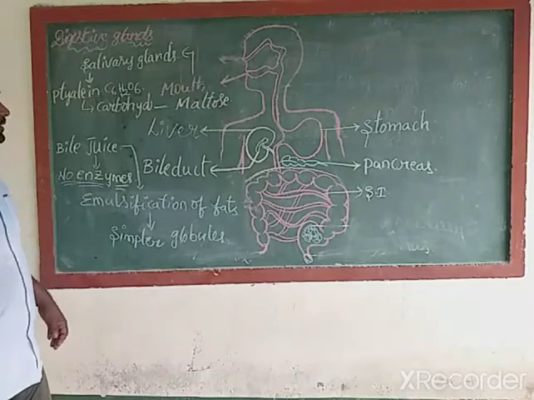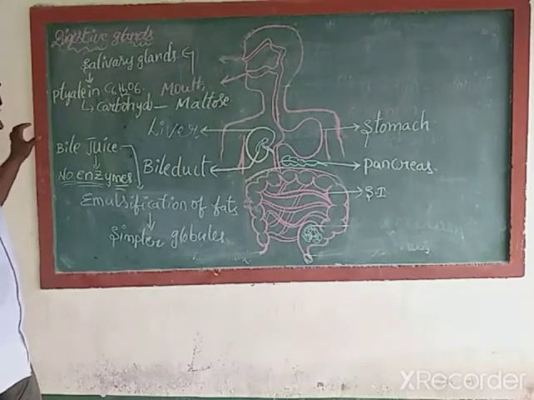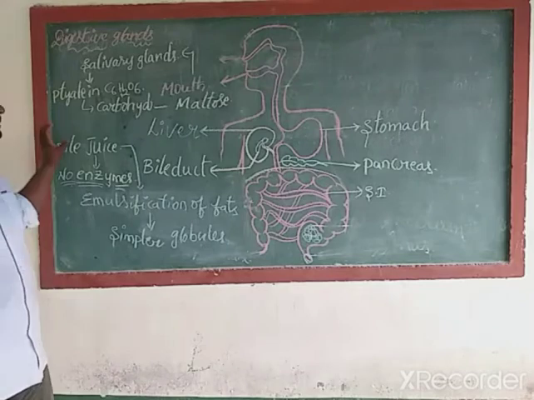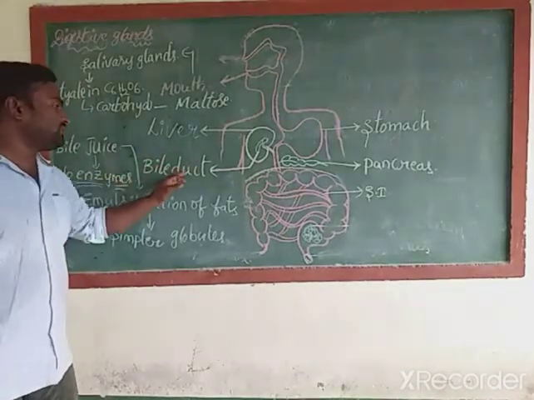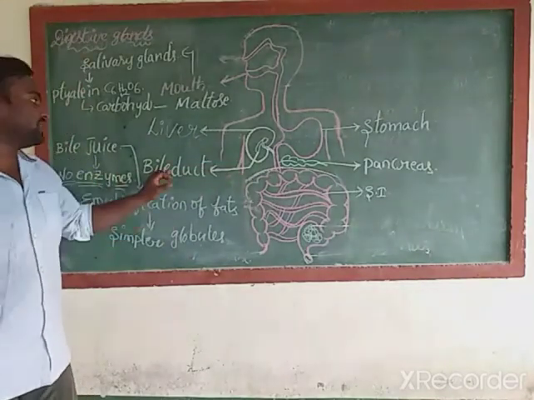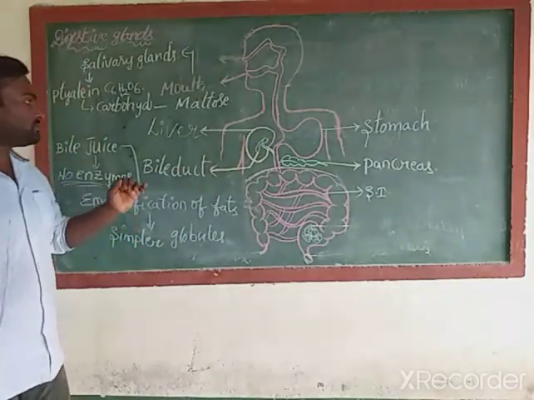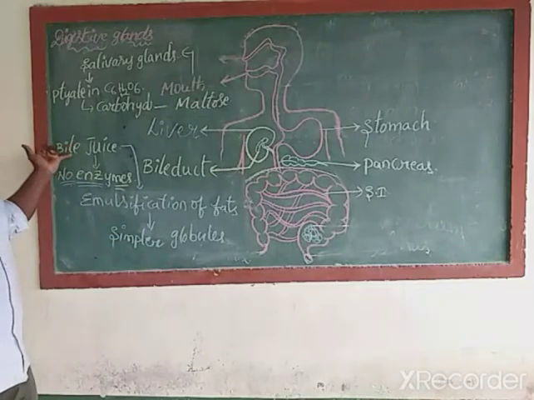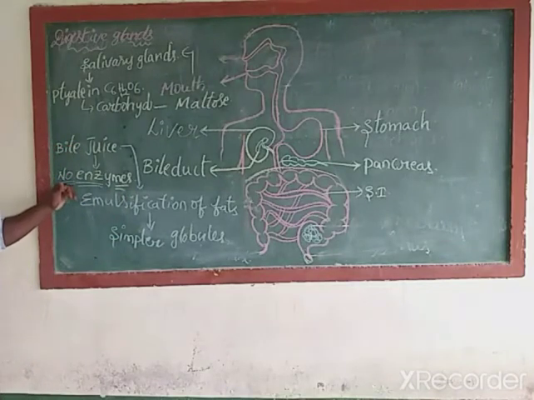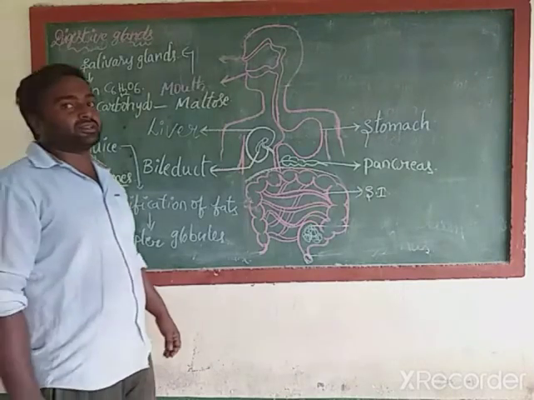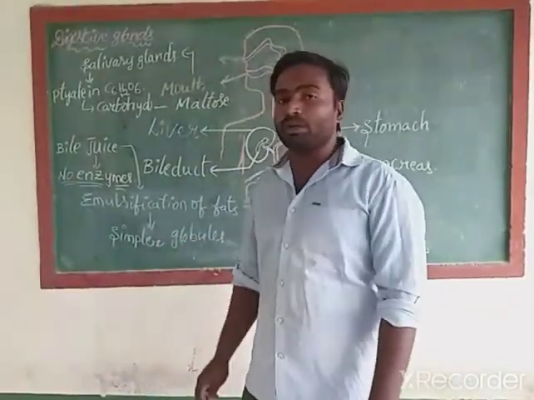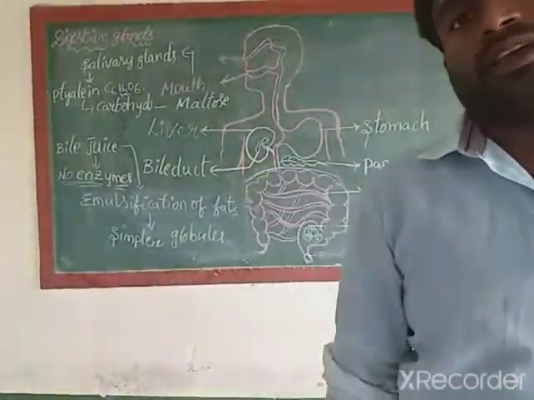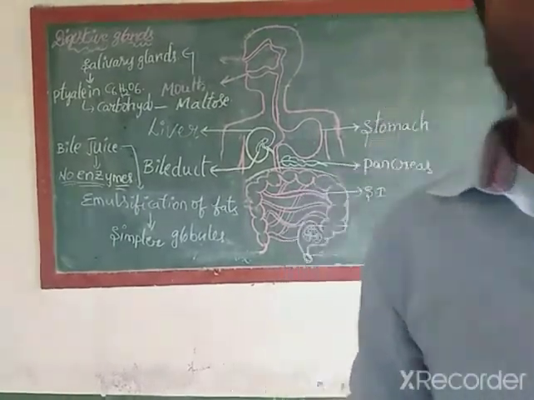Did you understand? One more time, we will see about bile juice. Bile juice is secreted by the liver. In order to secrete the bile juice, our liver contains a tube-like structure called the bile duct. This juice doesn't contain enzymes. It is useful for emulsification of fats. In emulsification, what will happen? Fat molecules are converted into simpler globules.